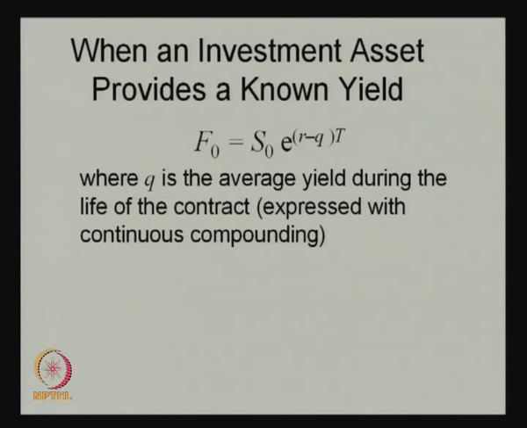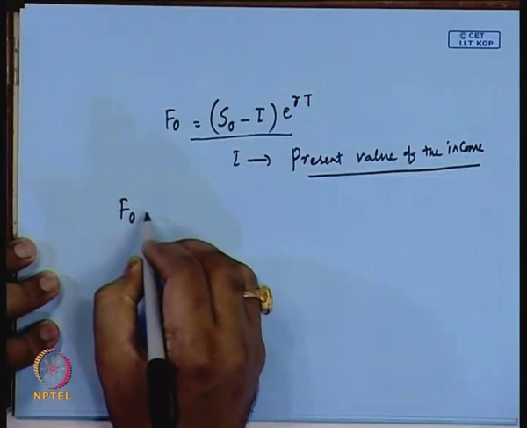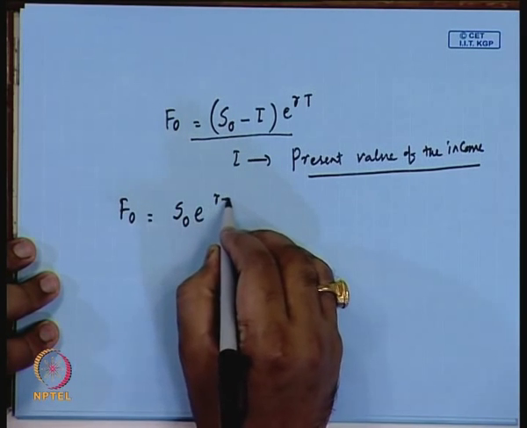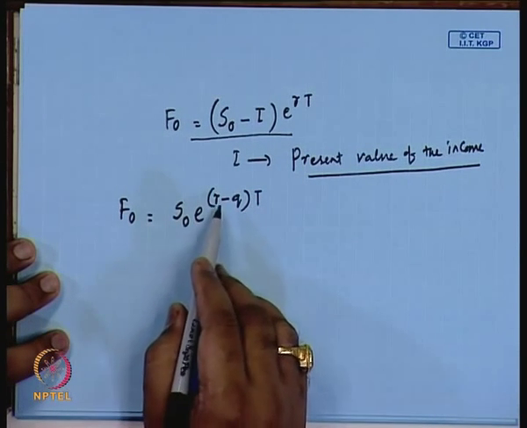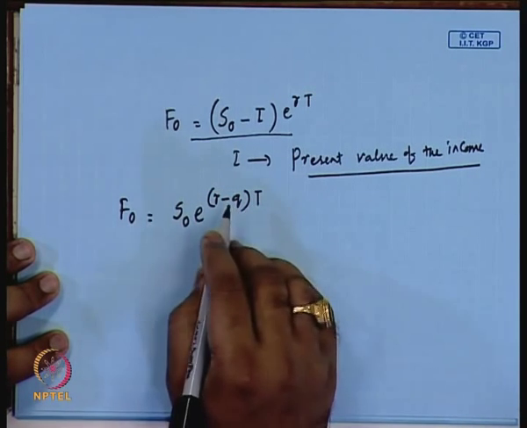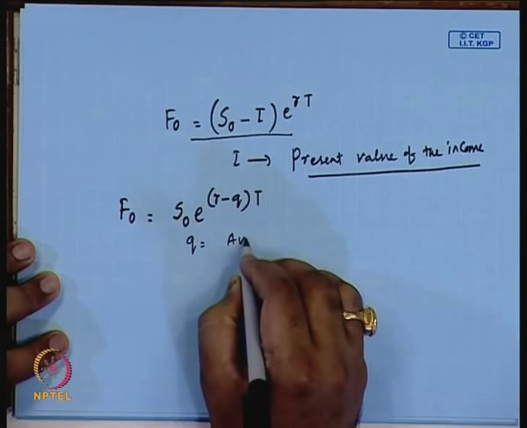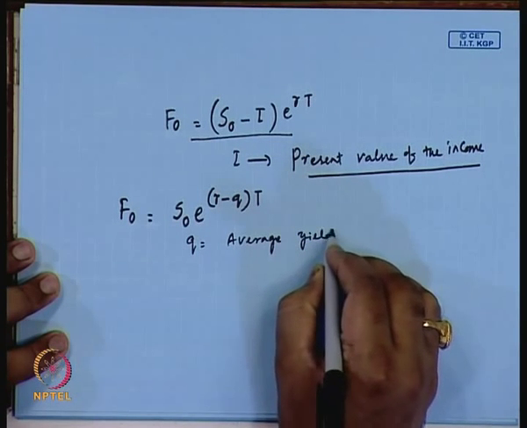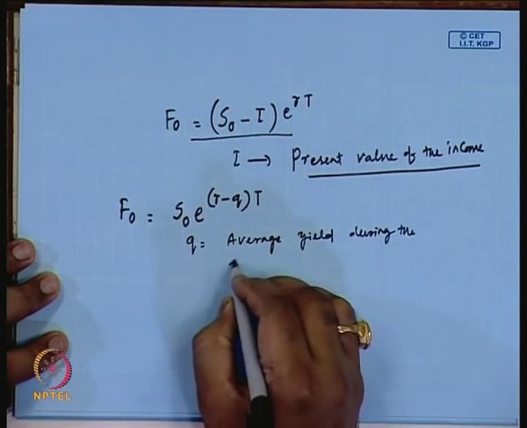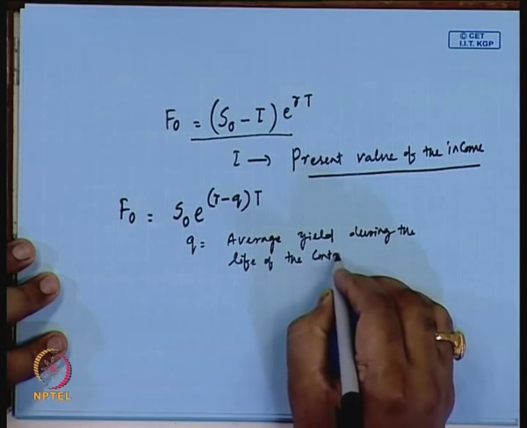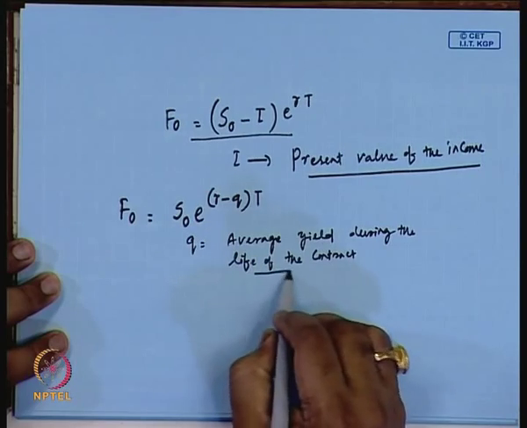Then another situation is when an investment asset provides a known yield. In this case it will be the same, because it is the rate of interest that you are getting. So, that is why your F0 is basically S0 e to the power (r minus q)T. And what does this r represent? The risk free rate, which you already know. The q represents in this case the average yield, the average yield you are getting during the life of the contract, expressed again with continuous compounding that we have already taken into account. So, these are the three conditions on which the pricing of the future or the forward can generally take place.